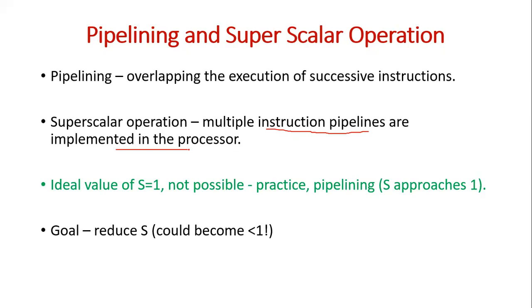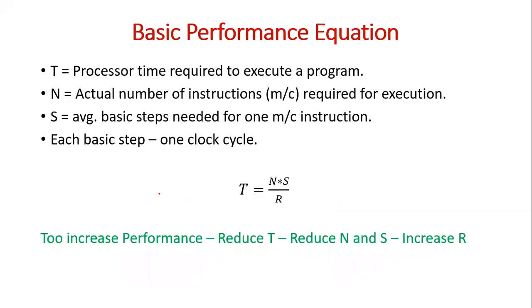In the previous case, we discussed pipelining two instructions. If you pipeline four instructions, five instructions, then obviously the S value will reduce. The ideal value for S is 1. Which means what? Go back to the definition of S. S is the average number of basic steps needed for one machine instruction.